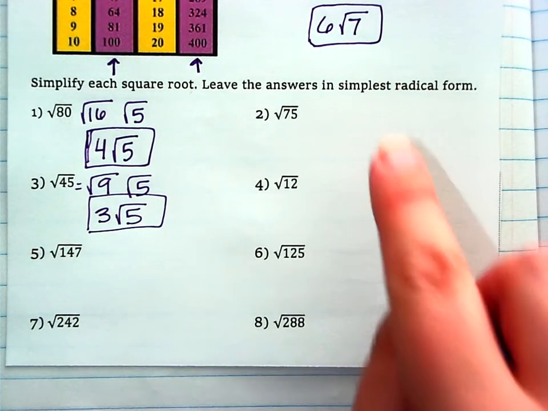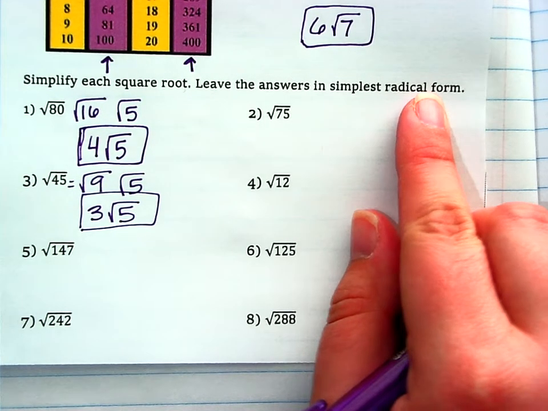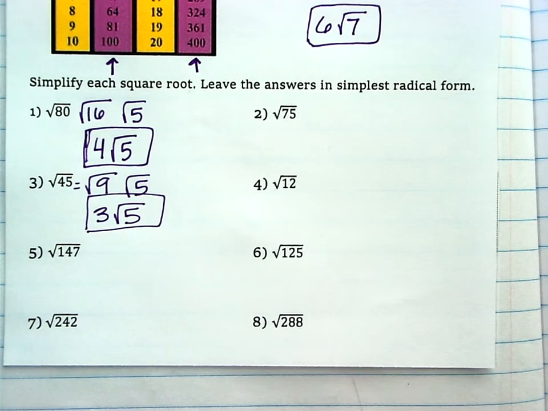So we're going to leave our answers in simplest radical form. We do not want a decimal, we want a radical. So we don't know the square root of 5, it's not a perfect square, so we leave it like that.